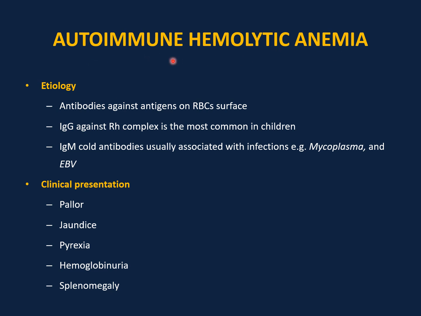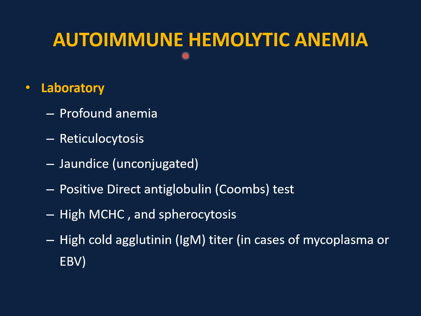Autoimmune hemolytic anemia is caused by antibodies against the antigen on the red blood cell surface. There are two forms, IgG and IgM. IgG against the Rh complex is the most common in children. IgM cold antibodies are usually associated with infection, especially mycoplasma and EBV, or Epstein-Barr virus. Clinical presentation: pallor, jaundice, pyrexia, hemoglobinuria, splenomegaly. Laboratory findings in autoimmune hemolytic anemia will be the same as any hemolytic anemia, but here you will have a positive direct antiglobulin or Coombs test. So antibodies will be recognized destroying the red blood cells.